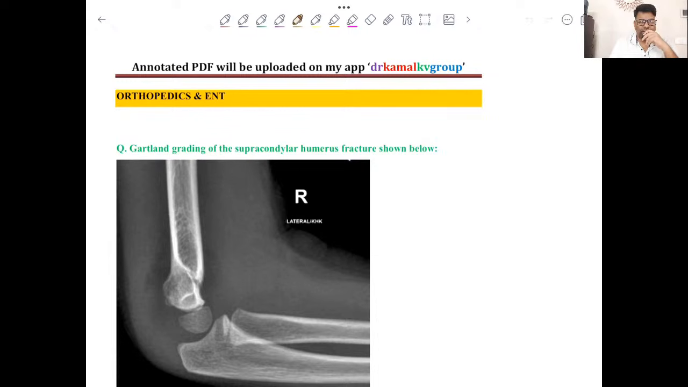Okay, so we can start. In today's session, I'll be taking two subjects only, orthopedics and ENT, right? Previously I was trying to include many, but then I thought that it would become a very lengthy session, and already we are a little late for the night, right? So I'm just taking two subjects in today's session, orthopedics and ENT.